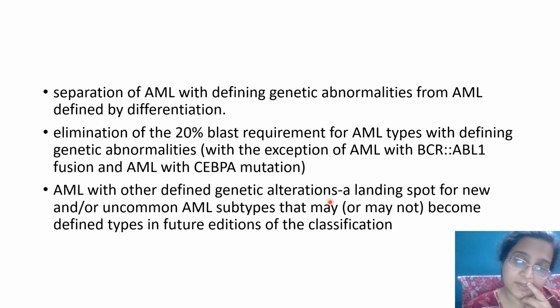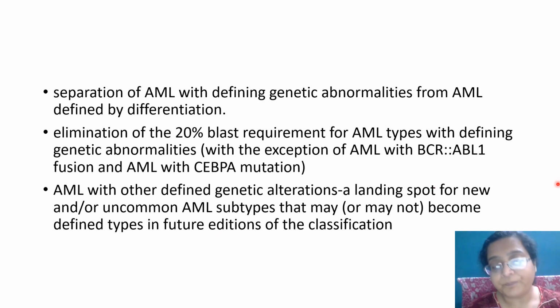AML with other defined genetic alterations is a landing spot for new and uncommon AML subtypes that may or may not become defined types, since they are grouping more based on genetics rather than morphology and blast count. So probably you'll get some more varieties of AML rather than the common ones: 15, 17, 8, 21, inversion 16, 9, etc. You might get some more molecular mutations in AML in future. However, it is not sure whether they'll stay in the classification or become irrelevant.